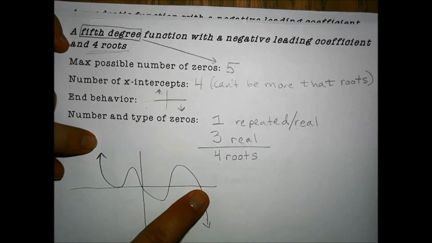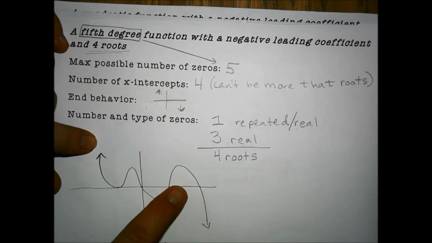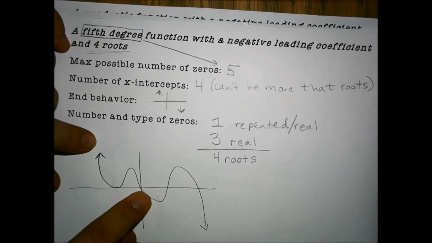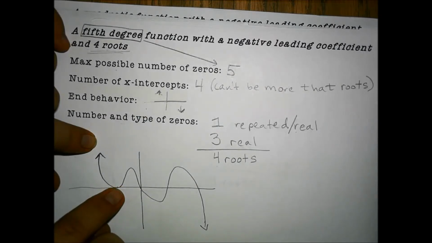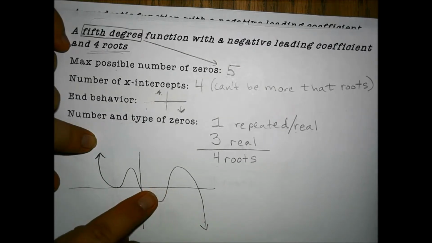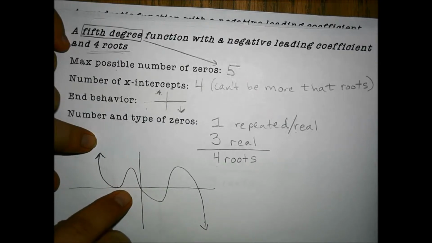This 0 is going to produce 1 factor. This 0 is going to produce another factor, and this 0 will produce a 3rd factor. But this 0 here, since it's repeated, actually will produce 2 factors. So we have 1, 2, 3, 4, 5 factors. 5 factors, 5 degrees.